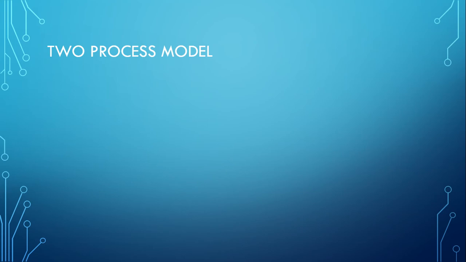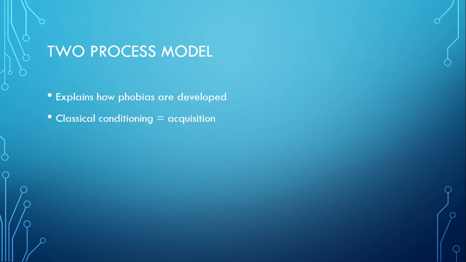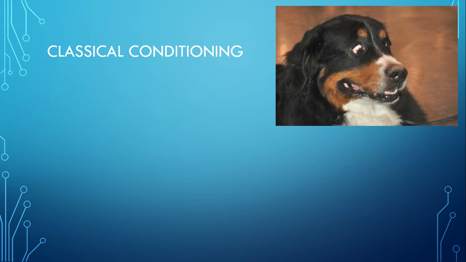The two-process model is the behavioural explanation for phobias. So behavioural explanation, all of our behaviours are learnt from our environment, and then there's a two-process model which, helpfully enough, explains how phobias are developed. It suggests that classical conditioning helps you acquire a phobia. So classical conditioning, which is learning through association, helps you acquire a phobia, and operant conditioning, learning through consequences, is what maintains a phobia as well.